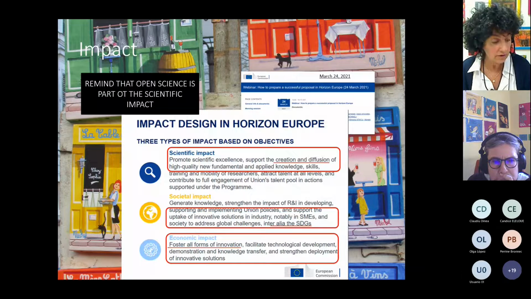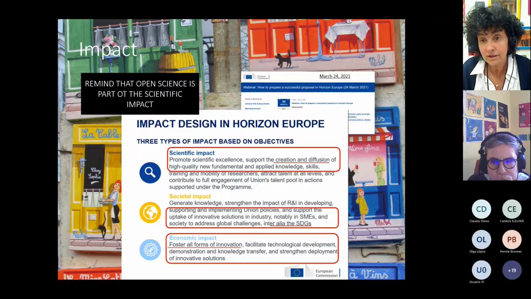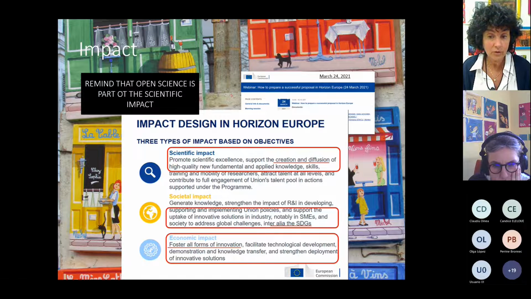When you draft your dissemination plan, remember that open science is part of the scientific impact. You know that another novelty in Horizon Europe are the impact pathways. If you look at the economic impact, you will see that one of the impacts is to foster all forms of innovation. If you look at scientific impact, it is to promote scientific excellence and support the creation and diffusion of high quality knowledge.